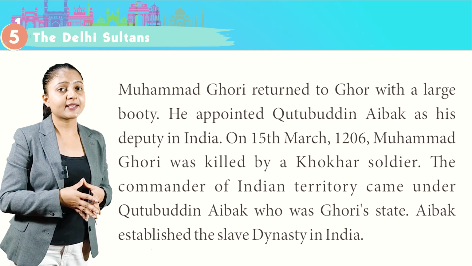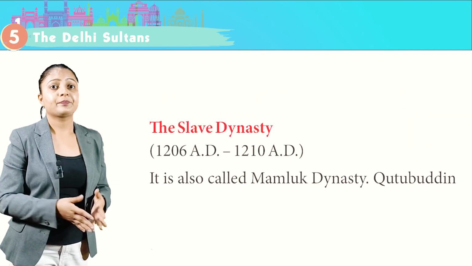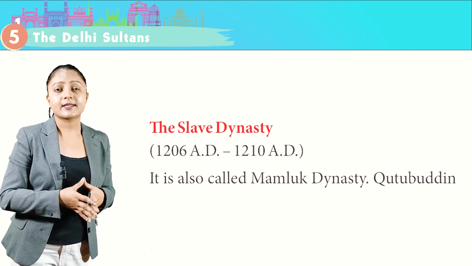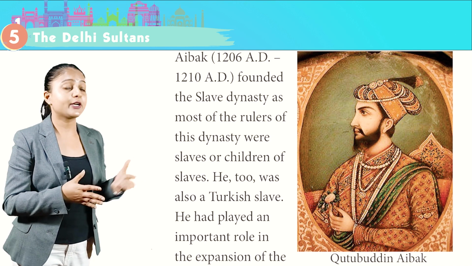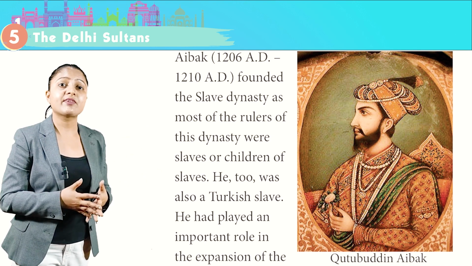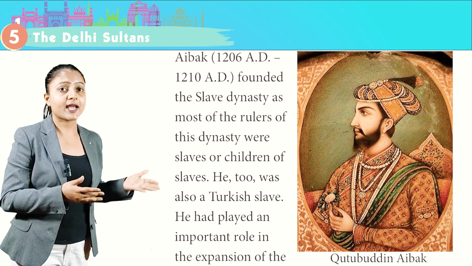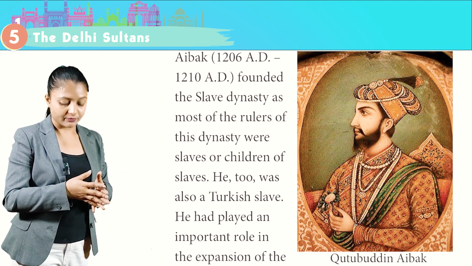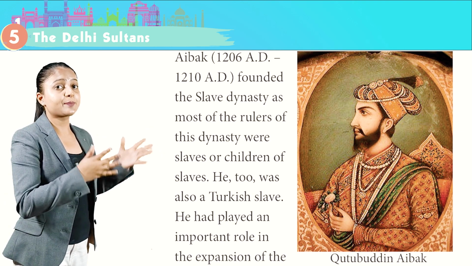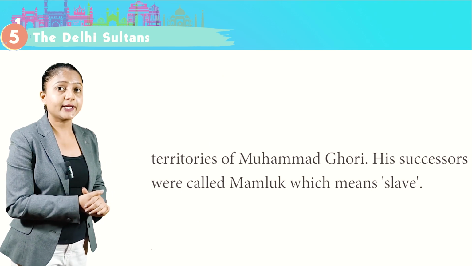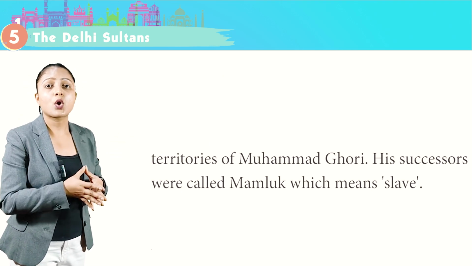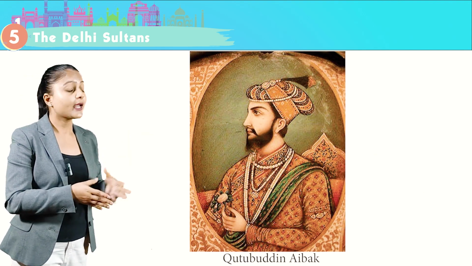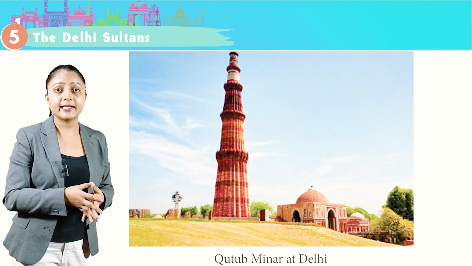Aibak established the Slave dynasty in India. The Slave dynasty, 1206 AD to 1290 AD, is also called the Mamluk dynasty. Qutbuddin Aibak, 1206 AD to 1210 AD, founded the Slave dynasty, as most of the rulers of this dynasty were slaves or children of slaves. He too was a Turkish slave. He had played an important role in the expansion of the territories of Muhammad Ghori. His successors were called Mamluk, which means slave. This is the image of Qutbuddin Aibak and this is the image of Qutub Minar at Delhi.